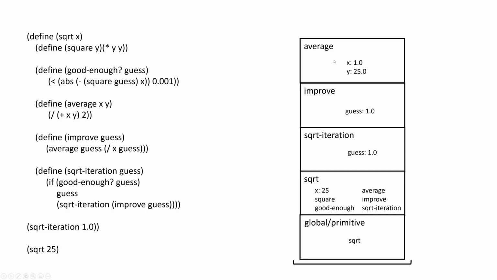Now, as far as the dynamic links are concerned, the dynamic link again points to the calling procedure, which, if we have a call stack, is always just the activation record directly below the current one. So since average was called from improve, the dynamic link points from average to improve. And again, this tells us where to go back to when we're done running this function.